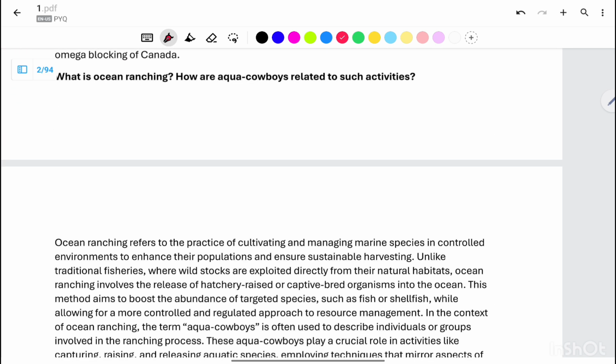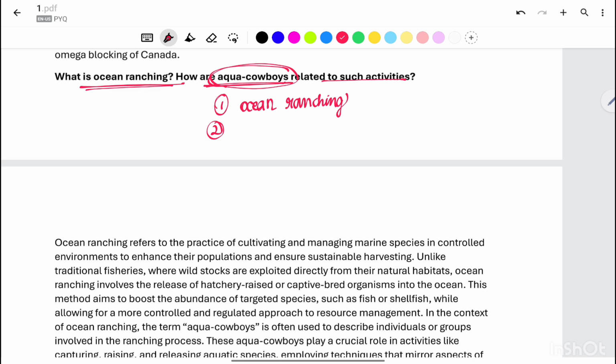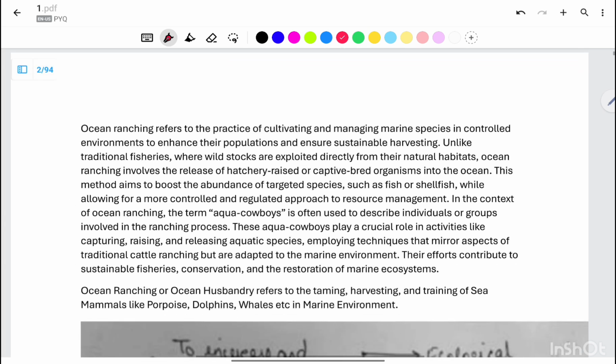Now the next question is, what is ocean ranching? How are aqua cowboys related to such activities? So here there are two terms, right? The first term is ocean ranching, and the second term is aqua cowboys. Now what is ocean ranching?